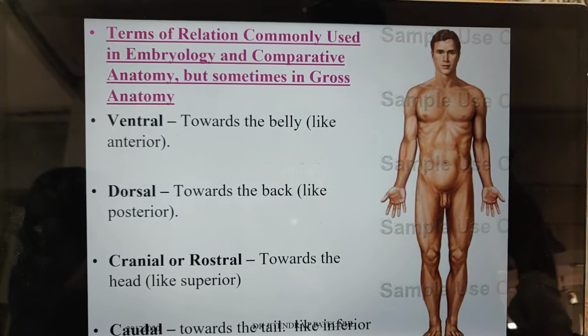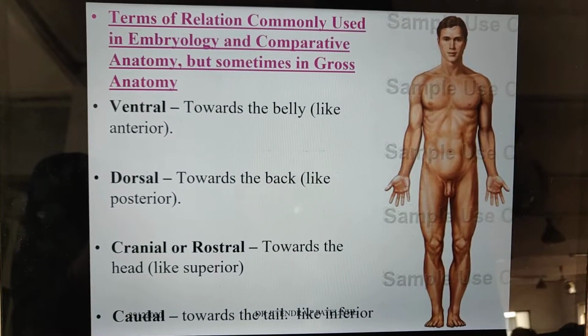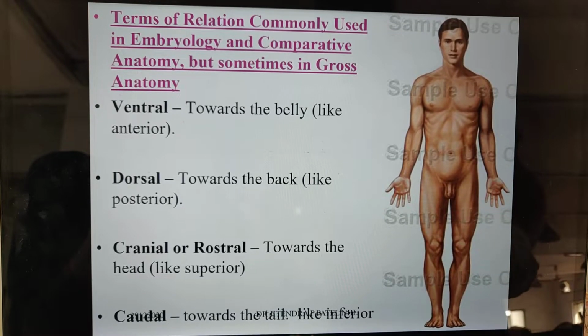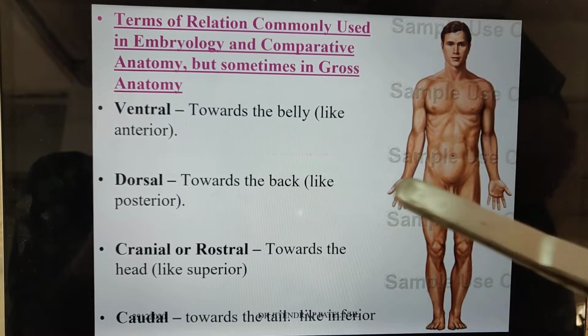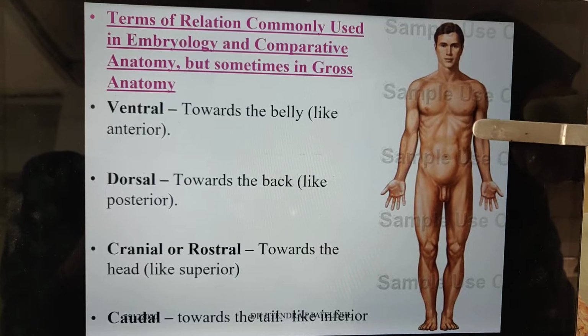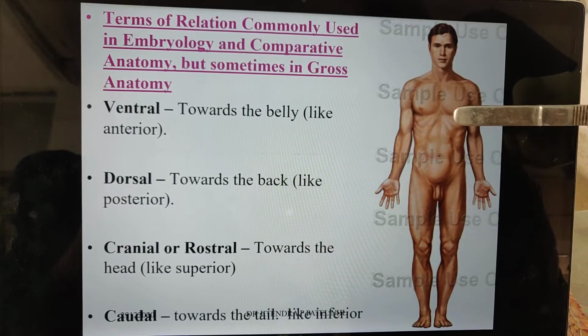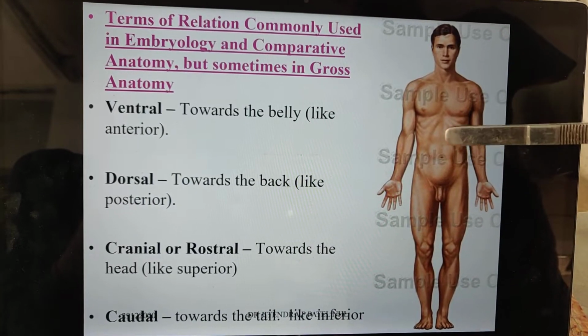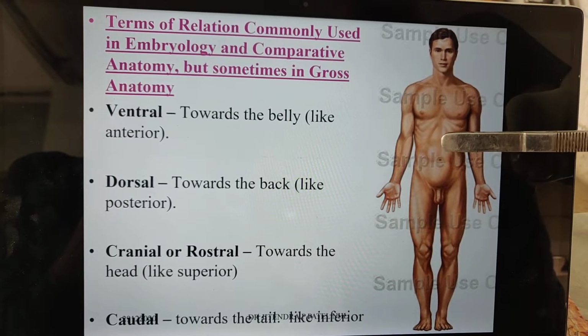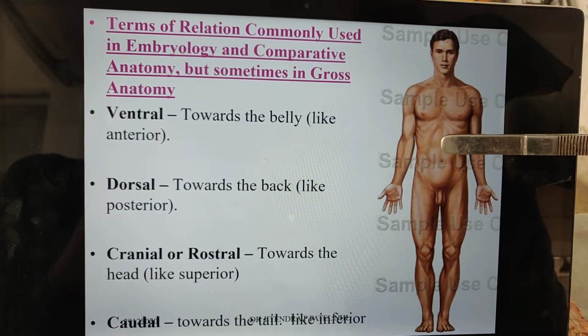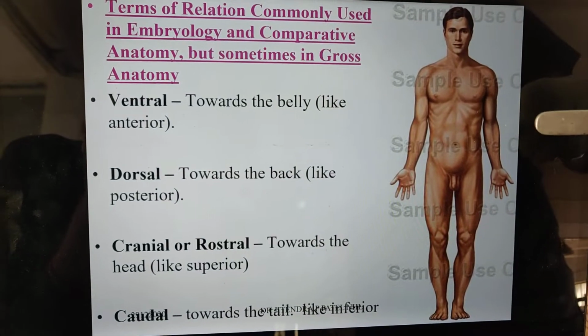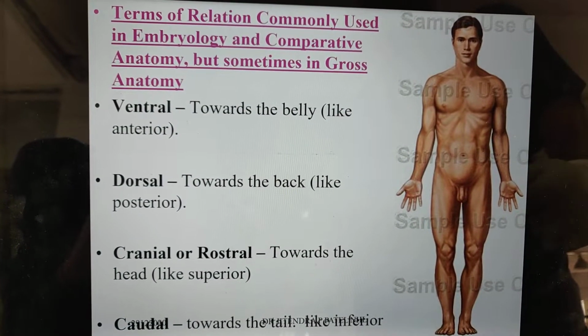This is the embryological terminology and comparative anatomy. Ventral means anterior, towards the belly. Belly means the abdomen, it is called the belly. Towards the belly, it is called the anterior, it is also called the ventral. Dorsal means towards the back side, like posteriorly.